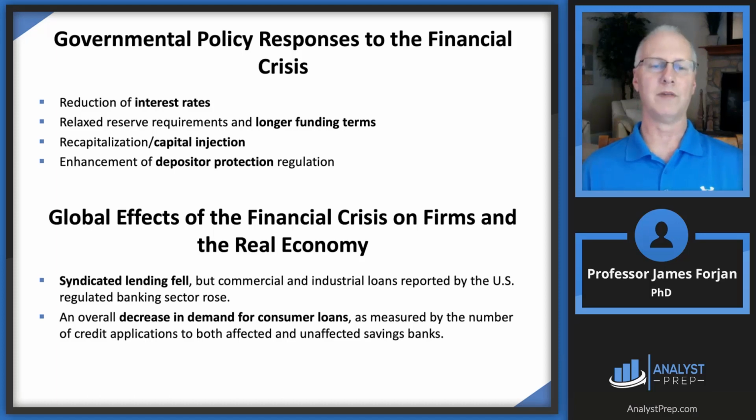Now, how about the global effect? So syndicated lending fell. Of course it did. But commercial and industrial loans reported by the U.S. regulated banking sector rose. But there was an overall decrease in demand for consumer loans, whether it was measured by the number of credit applications to the affected banks or the unaffected banks, there was a decrease in the demand.